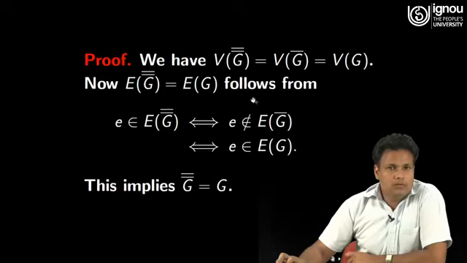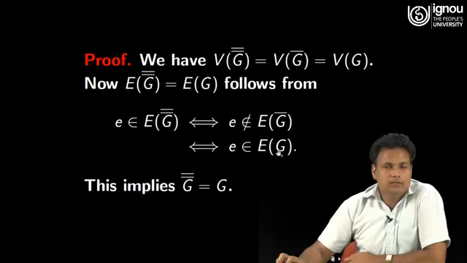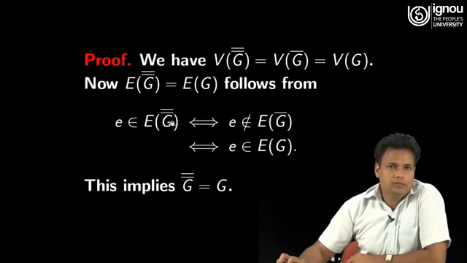This follows very easily from the following argument. You just pick any edge e in G double bar, then e is not present in G bar, and hence e must be present in G. Similarly, you can go backward. If you take any edge e in G, then e would not be in G bar, and hence e would be in G double bar. So, this shows that the edge set of G double bar is equal to the edge set of G. Thus, G double bar is nothing but the graph G itself.